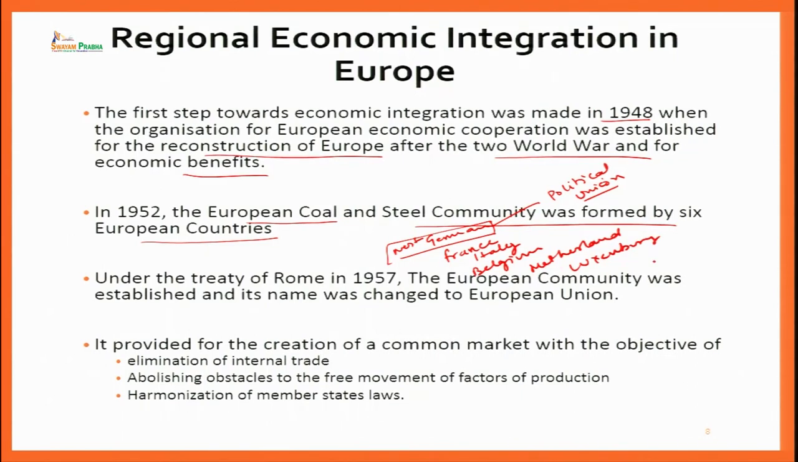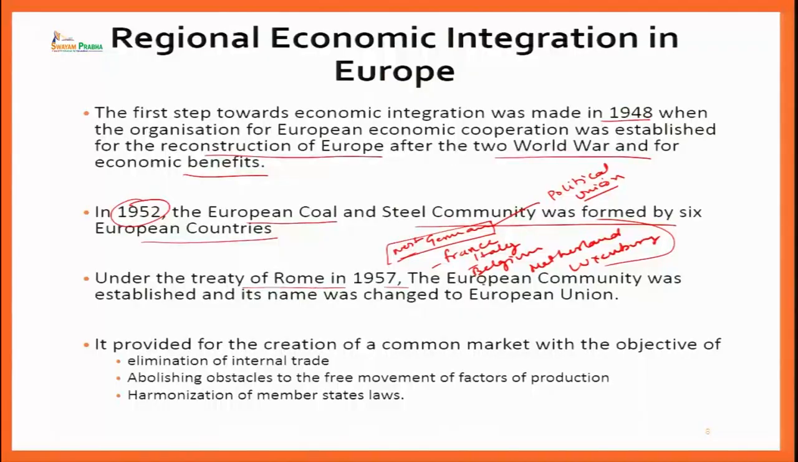These were the six different countries who formed the European Coal and Steel Community in the year 1952, and the perspective was to provide quality steel across the globe, which became one of the essential things to reconstruct the industry. So steel and coal are so essential, they are the basic raw materials for starting any industry and doing any business. So they started working on improving these raw materials for supplying to the various member countries.